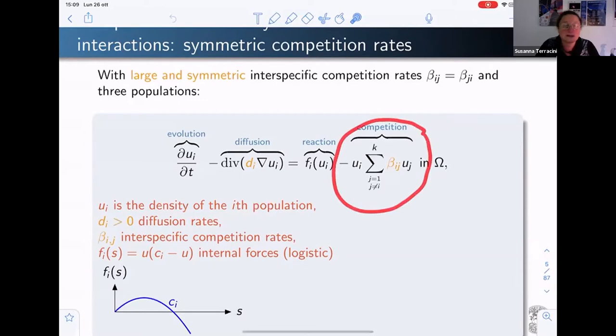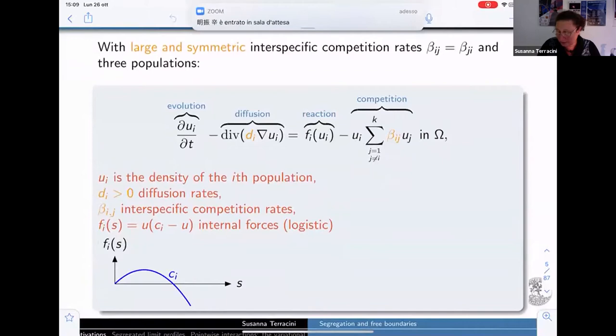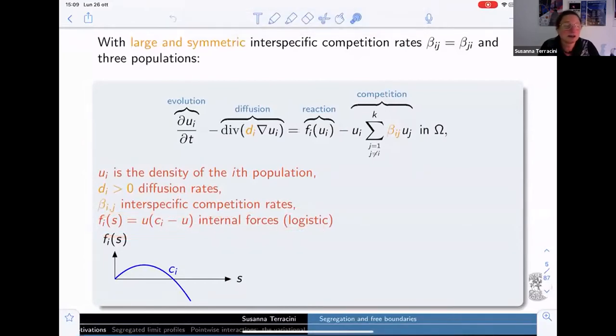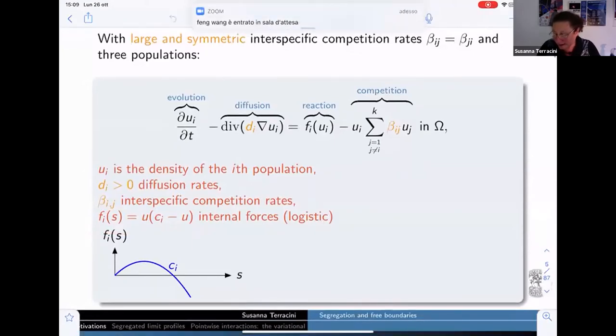So in general, we will consider this type of competition diffusion systems, and we will focus on different possible types of competition, trying to understand what is the role of the particular type of interaction. Usually u_i denotes the density of the i-th population. Then we have diffusion rates d_i, interspecific competition rates, and then we have the internal force. In general, we can think of a logistic behavior. But in fact, in all this talk, we can assume that the system has reached an equilibrium in time, so a stationary configuration, and the reaction will play very little role, so we will just neglect it in many cases.